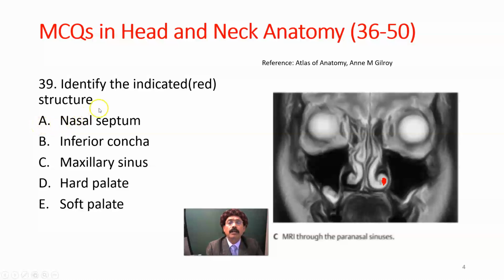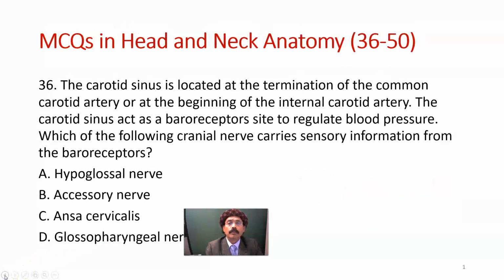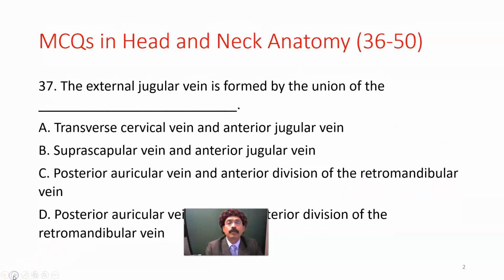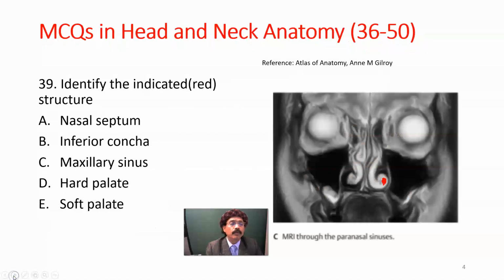Okay, 39, identify the indicated red structure. What is the red structure? Okay, what is this? Is it nasal septum, inferior concha, maxillary sinus, hard palate, soft palate? Answer should be what? Inferior concha. Okay, we got that. So we got the carotid sinus, we got external jugular vein, we got the eustachian tube opening. Okay, then we found the inferior concha.